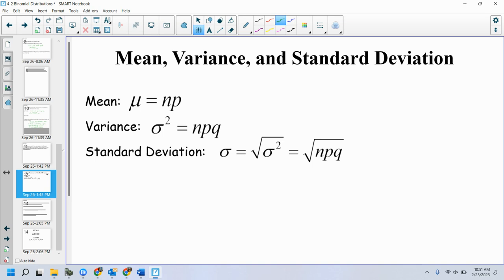Okay, for variance, all you've got to do is multiply by Q. You take your mean times Q. Okay, you basically take N times P times Q. And then for standard deviation, you just square root that. Okay. Again, all of these are on your formula sheets.